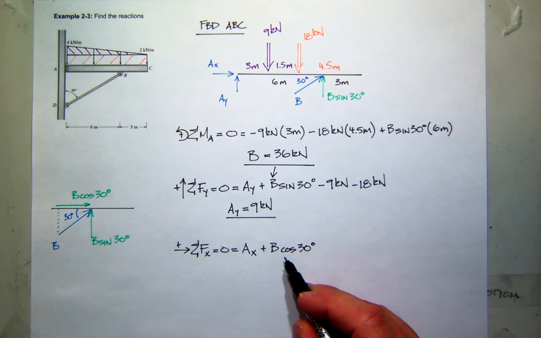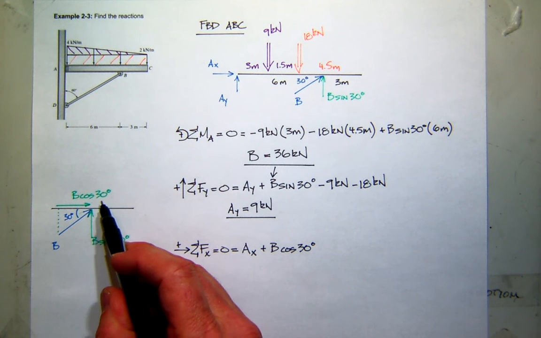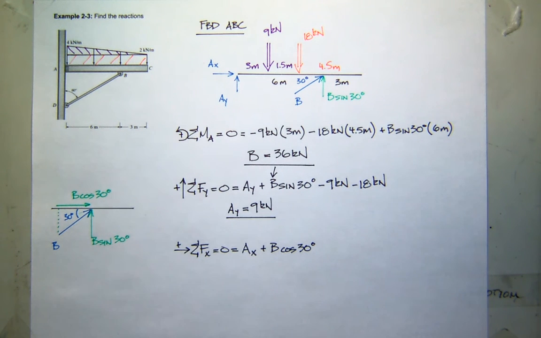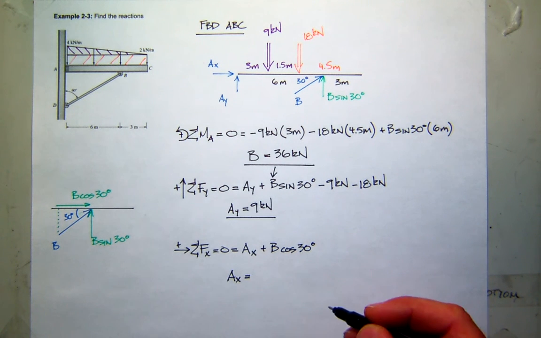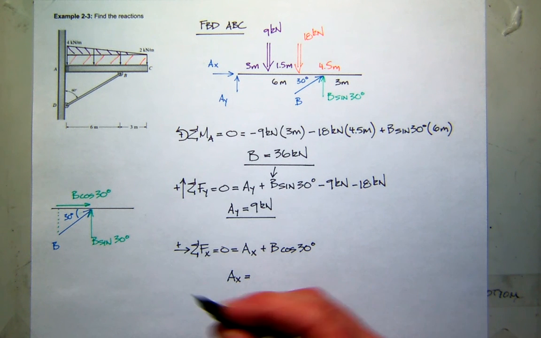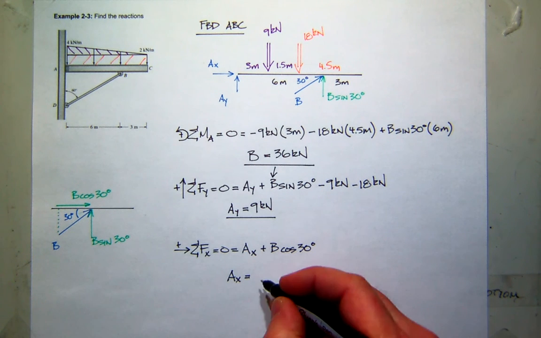Why is this element positive? Because you'll notice it's to the right. Everything to the right to me is positive. So what is the solution? Or anybody else who's out there? Say that again, 31.2? Anybody else get that?